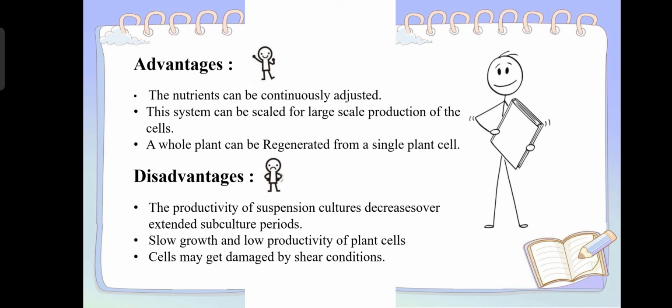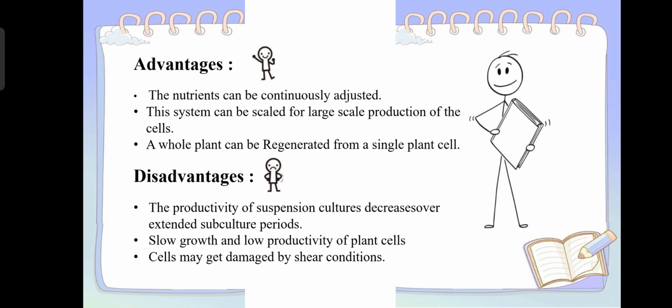What are the advantages and disadvantages of cell suspension culture? Advantages. The nutrients can be continuously adjusted. The system can be scaled for large-scale production of cells. A whole plant can be regenerated from a single plant cell.